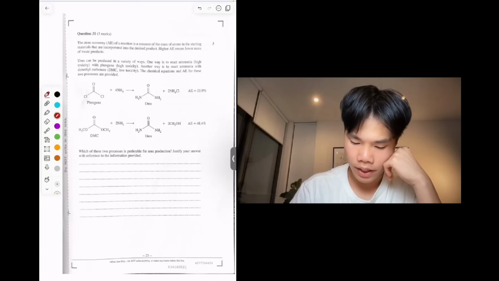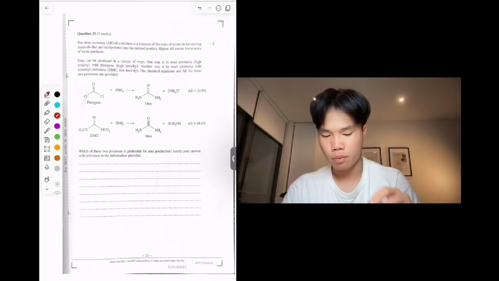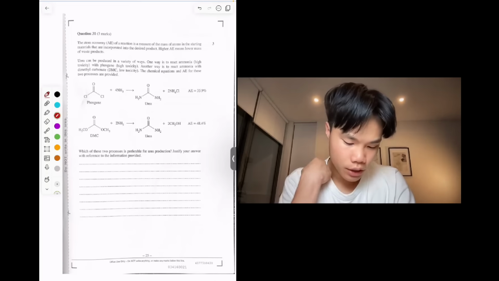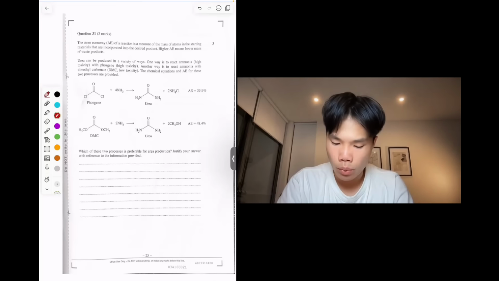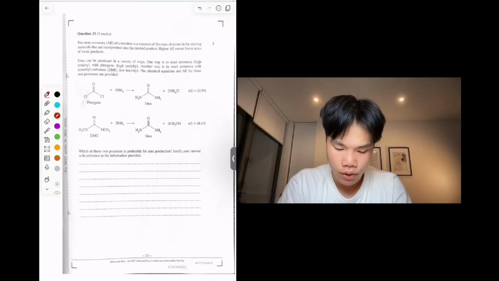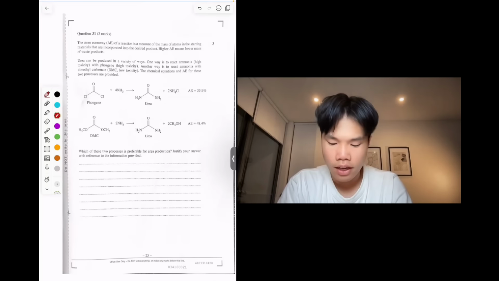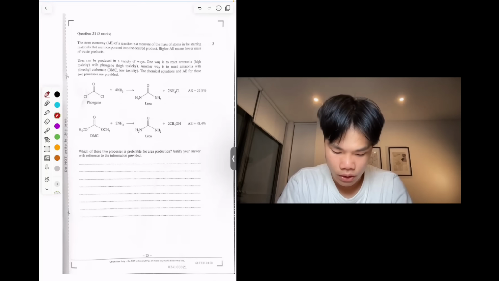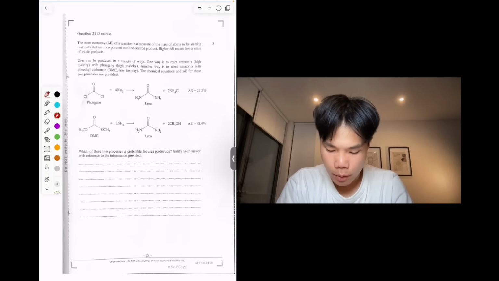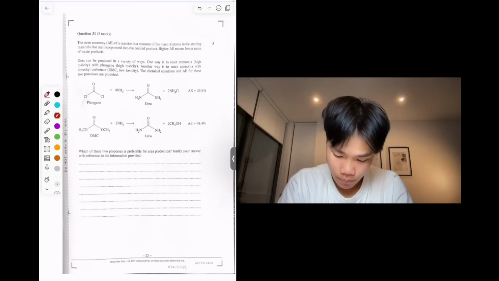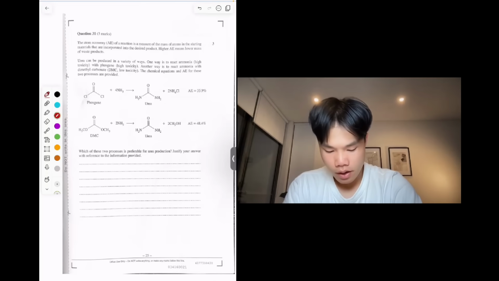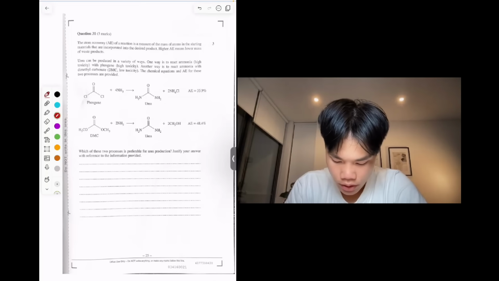Question 31. The atom economy of a reaction is a measure of the mass of atoms in the starting materials that are incorporated into the desired product. Higher atom economy means lower mass of waste products. Urea can be produced in a variety of ways. One way is to react ammonia, high toxicity, with phosgene, high toxicity. Another way is to react ammonia with dimethyl carbonate, which has low toxicity. The chemical equations and atom economy for these two processes are provided. Which of the two processes is preferable for urea production? Justify your answer with reference to the information provided.